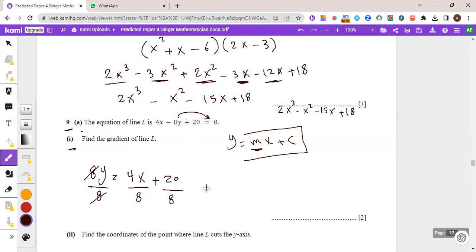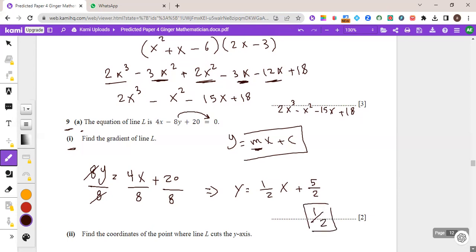So y equals half x plus 20 over 8, plus 5 over 2. So what is the gradient? 0.5. The gradient is half or 0.5. Correct.